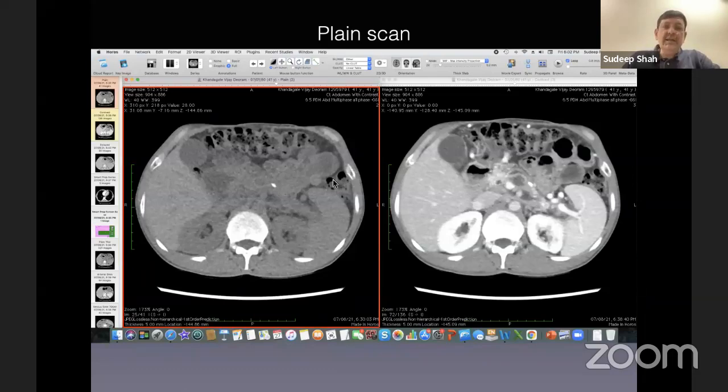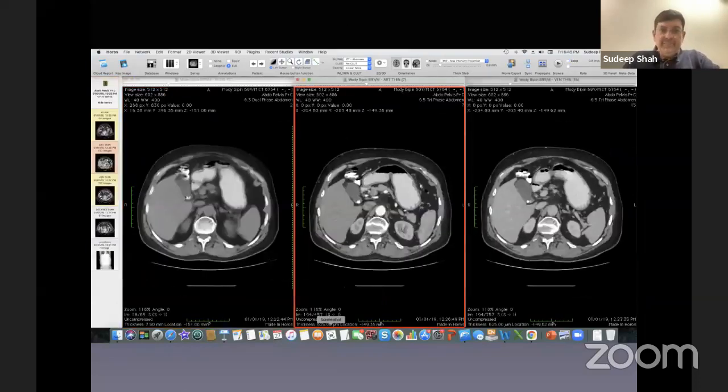And as you can see, gas is very well seen in the plain scan. If you are suspecting a perforation, all you need is a plain scan and you see gas outside the bowel lumen, you would say that there is a perforation and you needn't do anything more to establish the fact.